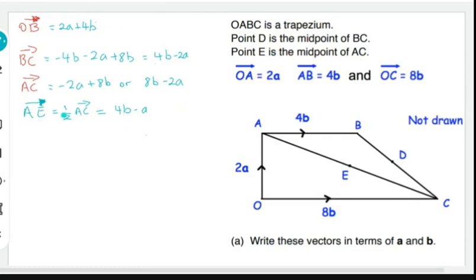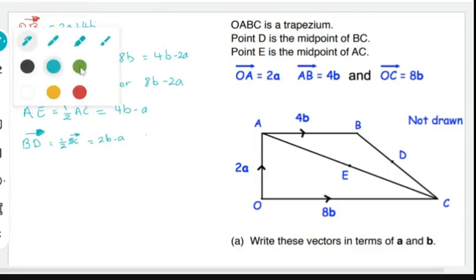Okay, similar question. What's BD going to be? 2B minus A. Very good, because it's half of BC, and BC we already worked out. And that's going to be 2B minus A. Cool.